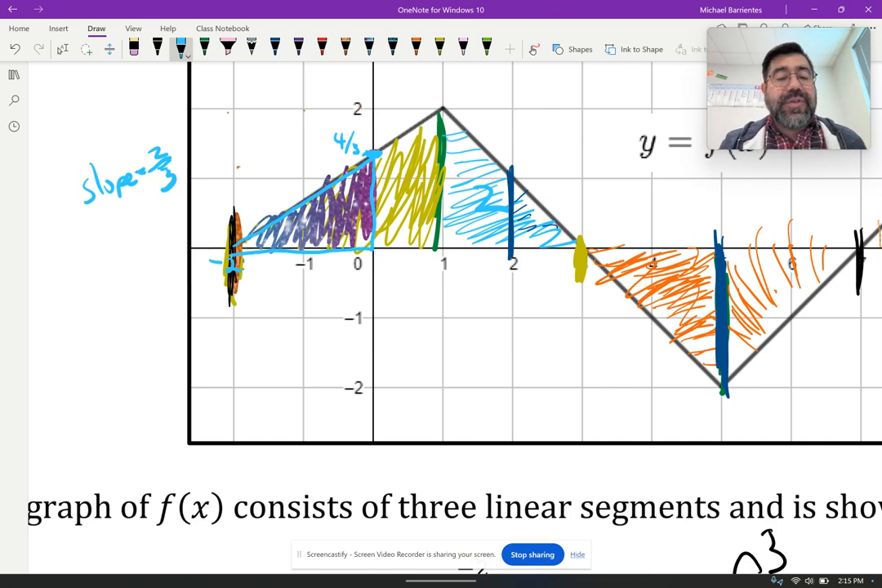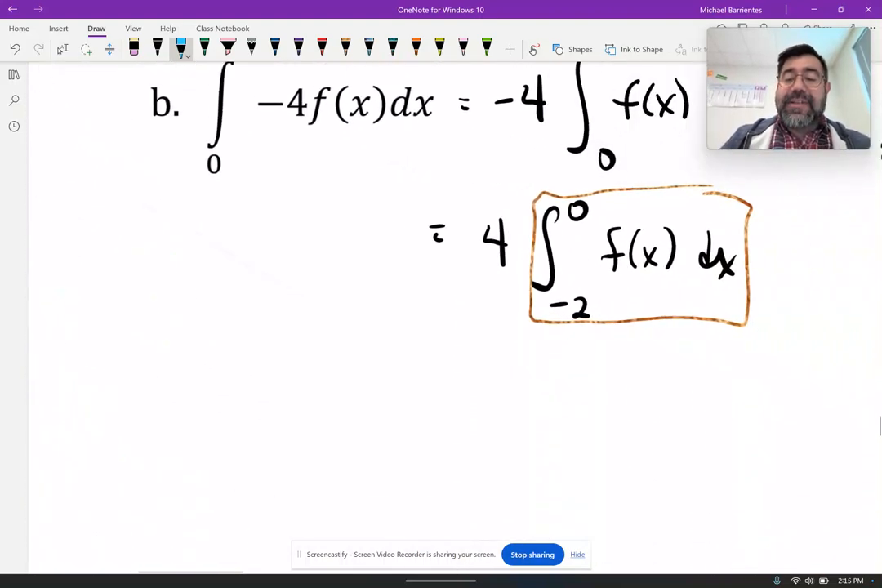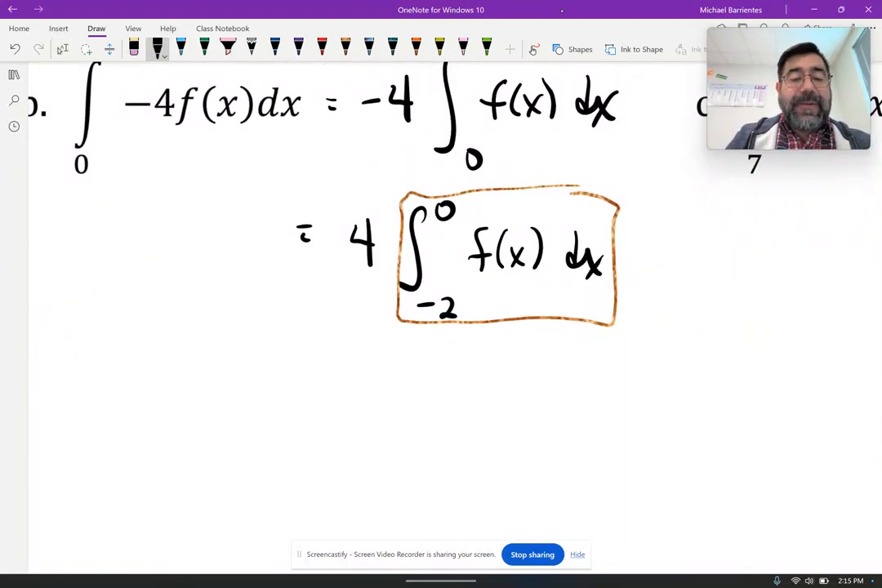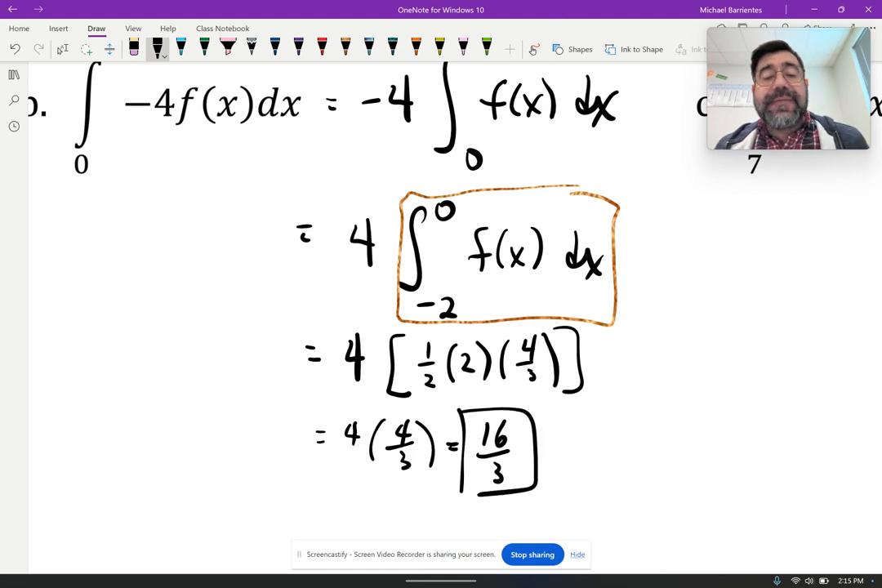The base, of course, would be 2. So if I come back over here and finish this problem from the last video, this would be 4 times 1/2 base times height, and then 1/2 times 2 times 4/3. I think that's just 4/3, which would make this 16/3. So it's not that bad to figure out.